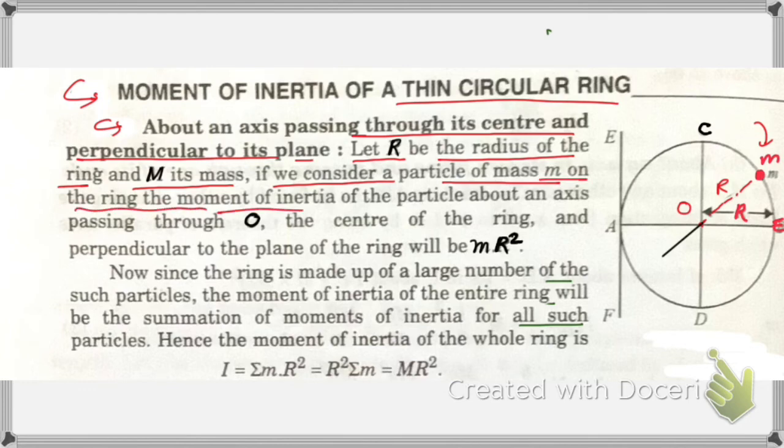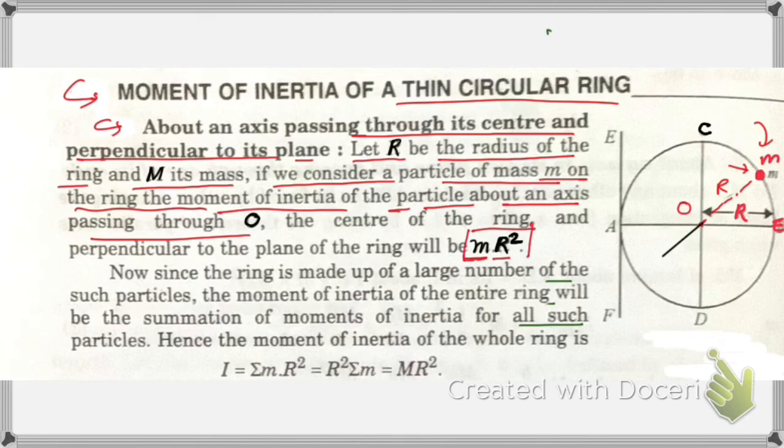And the moment of inertia of the particle about an axis passing through O. So the moment of inertia of this particle m, about the axis passing through this origin O, is given by m R square, right? That's given by m R square.